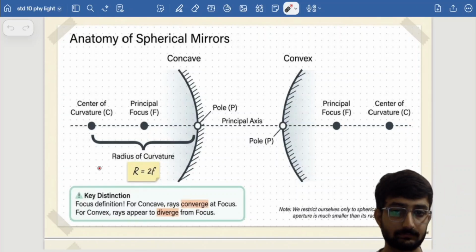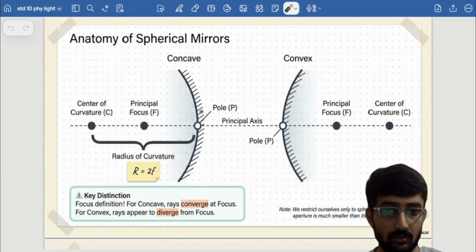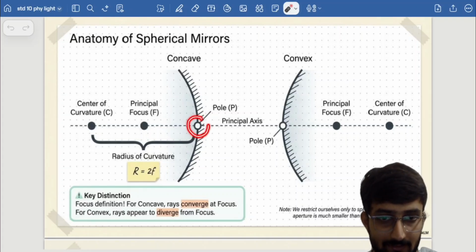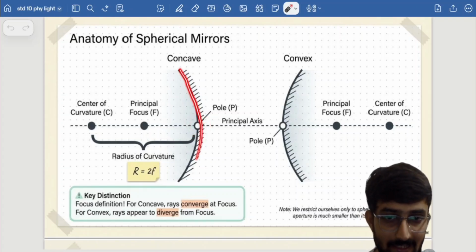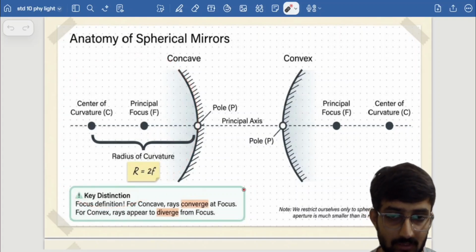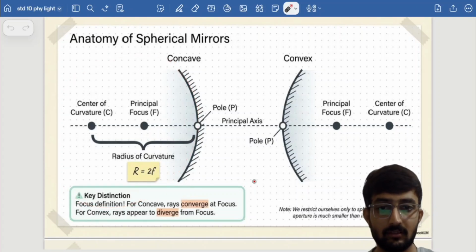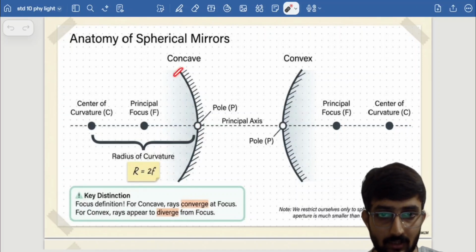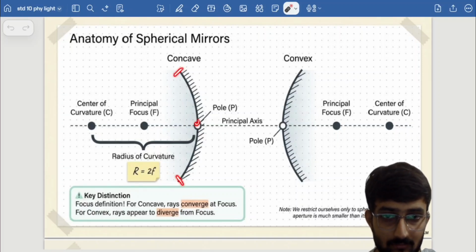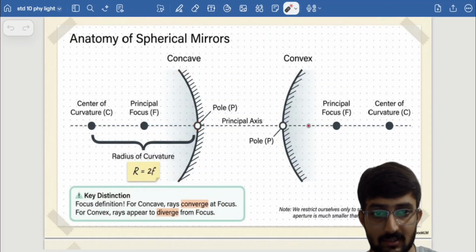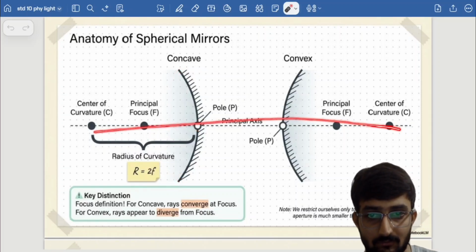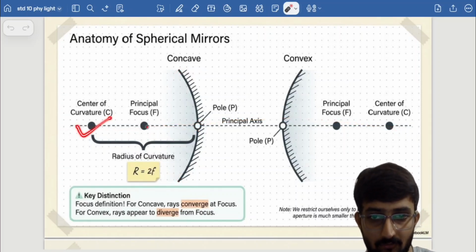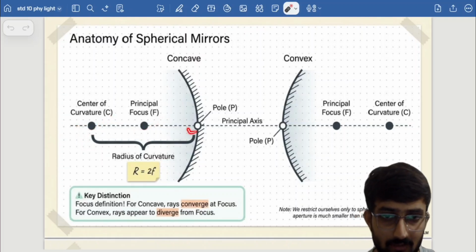Okay, so the center of that slice, which is cut from the whole sphere, is known as the pole. Okay, the center of this slice is the pole. The imaginary line which passes through the center of curvature, principal focus, and the pole is known as the principal axis.